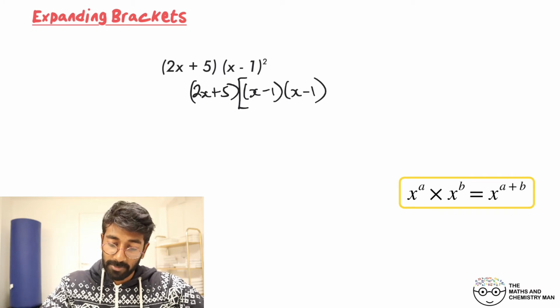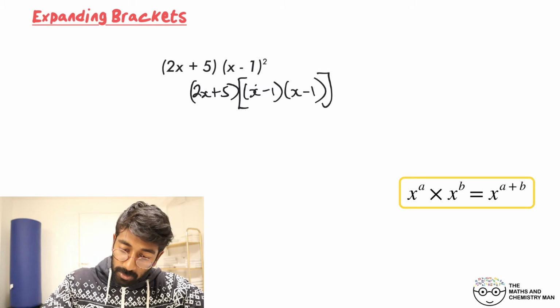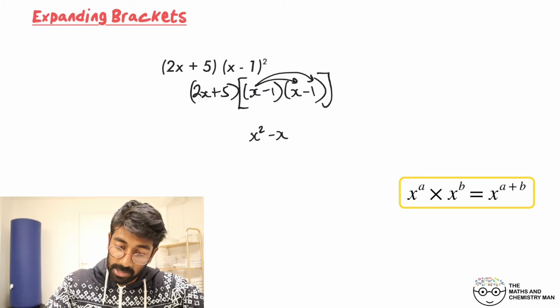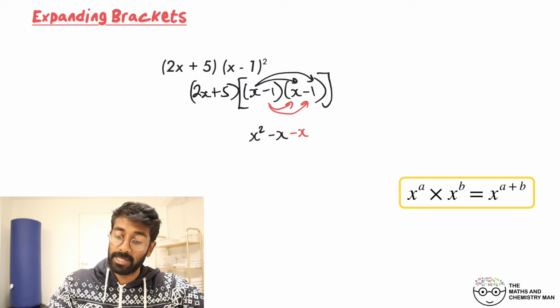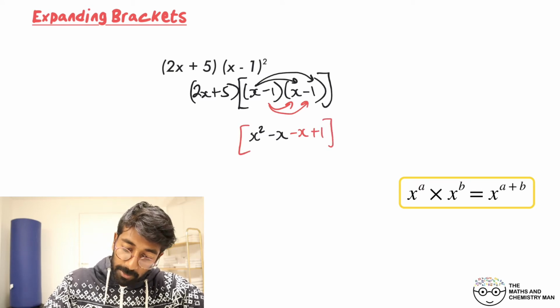Okay, good. Pop that square bracket in there, and then let's multiply that out. So x times x, that's x squared. X times minus 1, that's minus x. And then switch colors, we'll have minus 1 times x, that's minus x again. Minus 1 times minus 1, plus 1. Okay, good. So that's that done. And then let's just put back the 2x plus 5 on the outside.